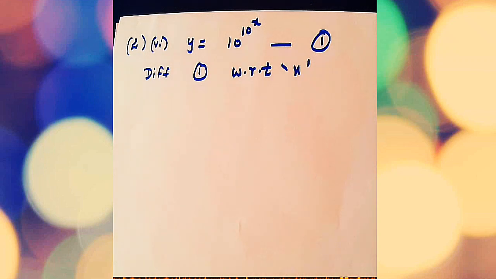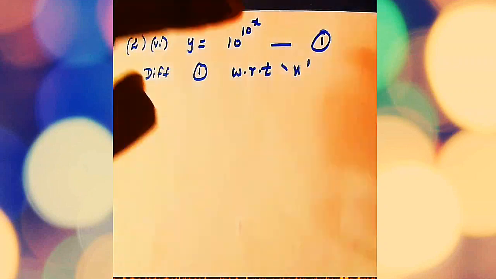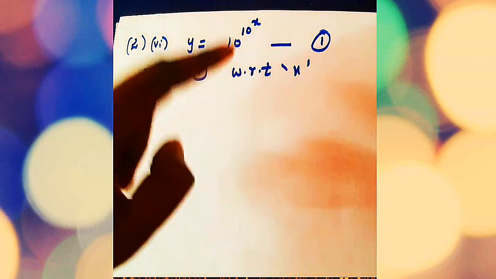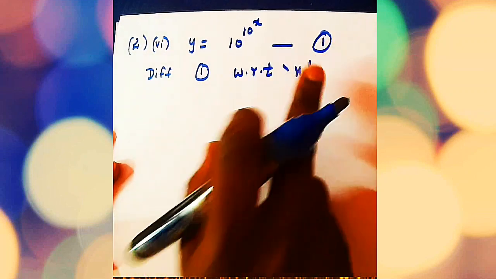Okay, so you have to have the clarity. Okay, then only you can solve it. Okay, students. So here you have y is equal to 10 to the power 10 to the power x. It is of the form a to the power x. So this is differentiate 1 with respect to x.